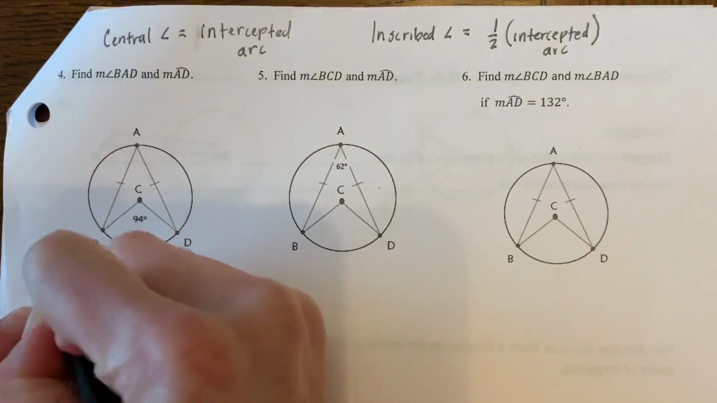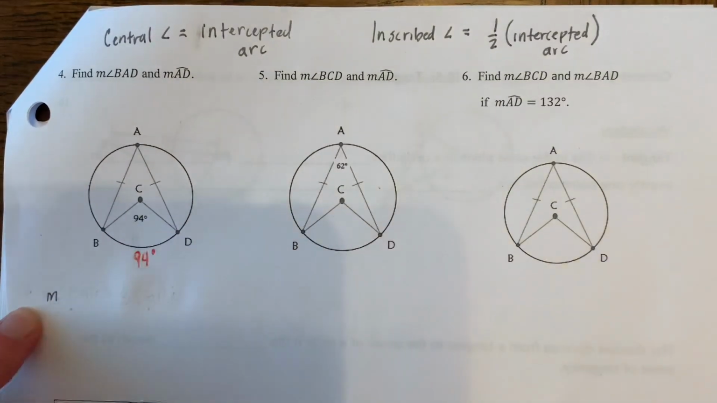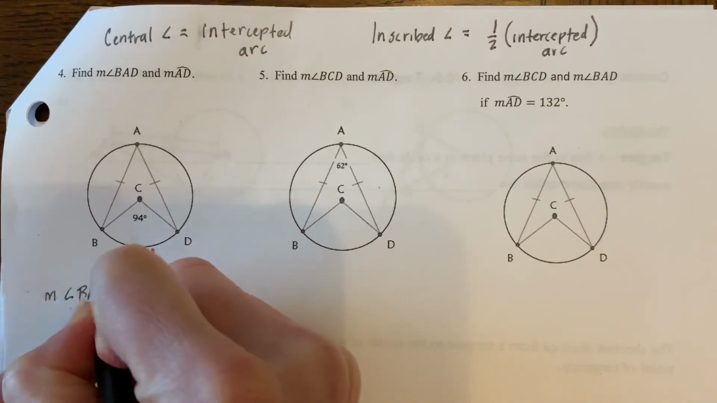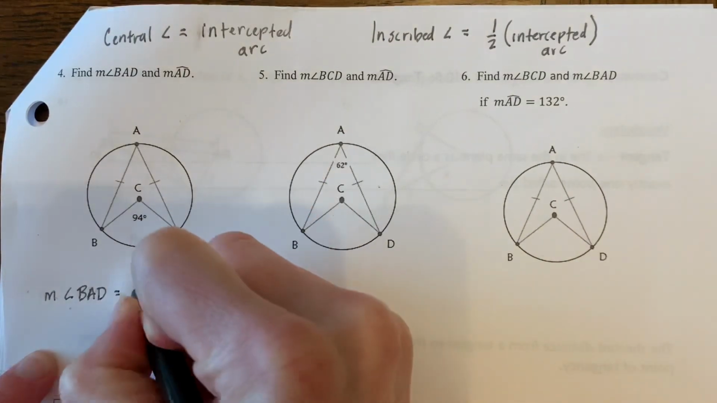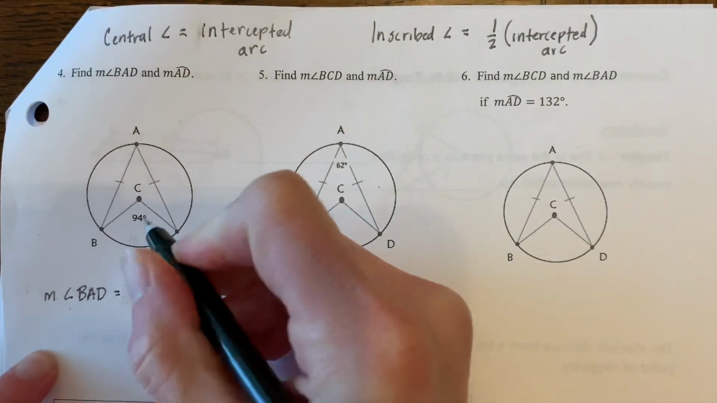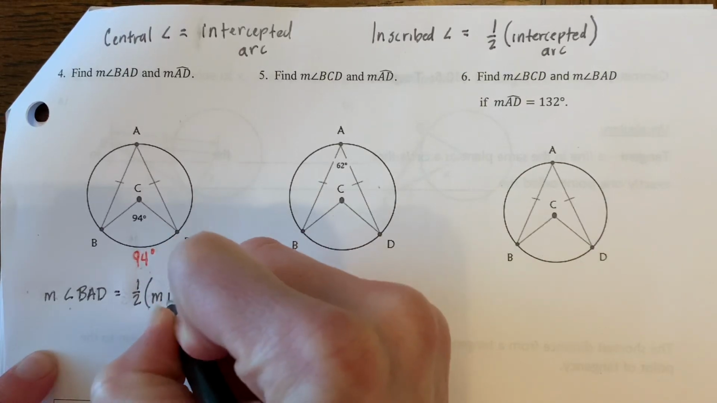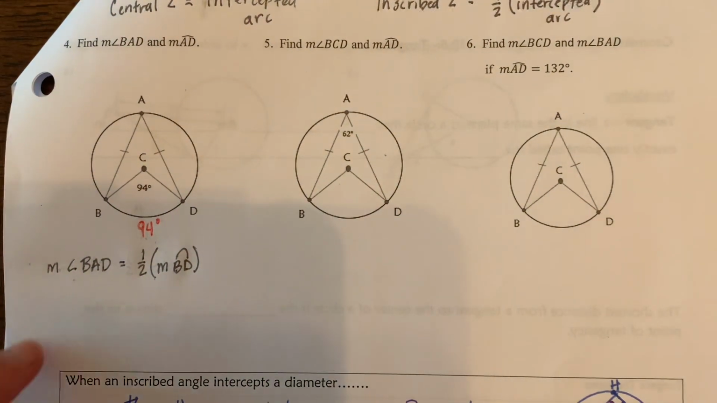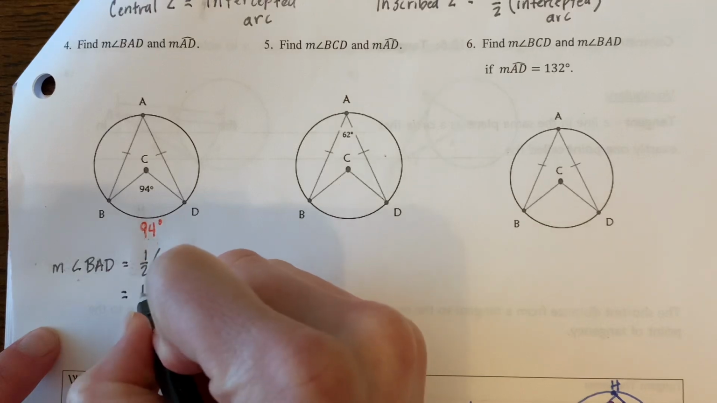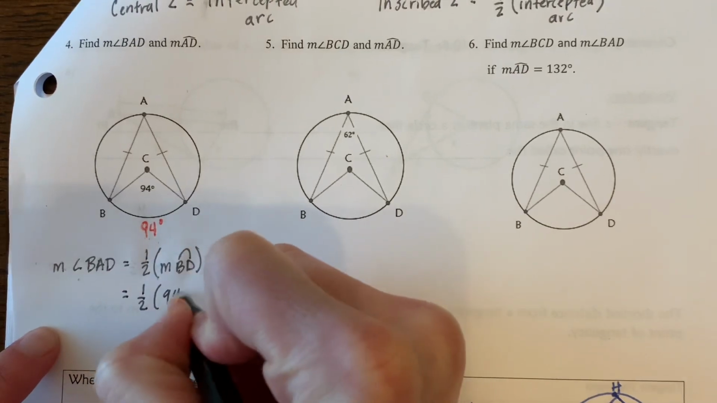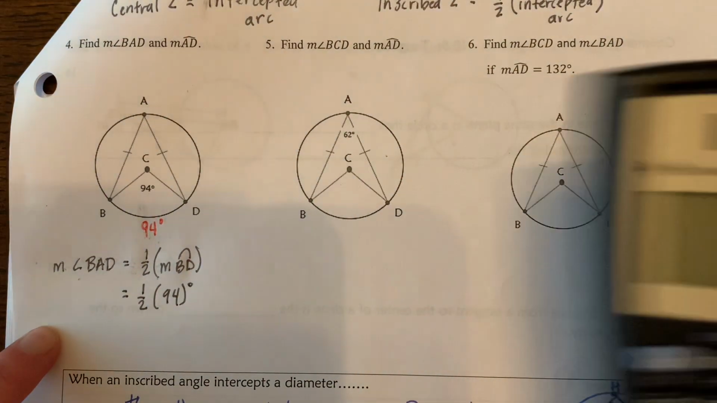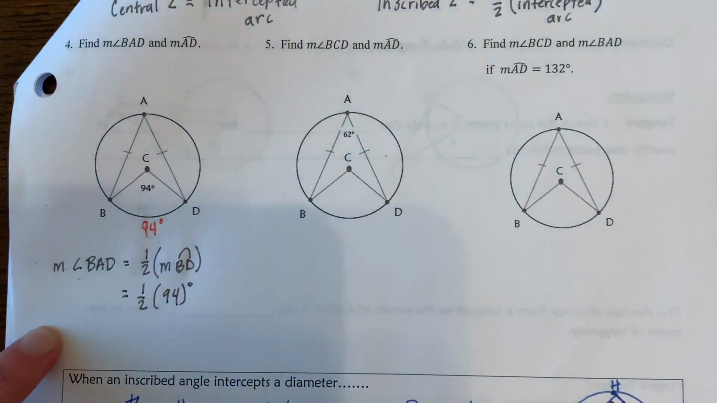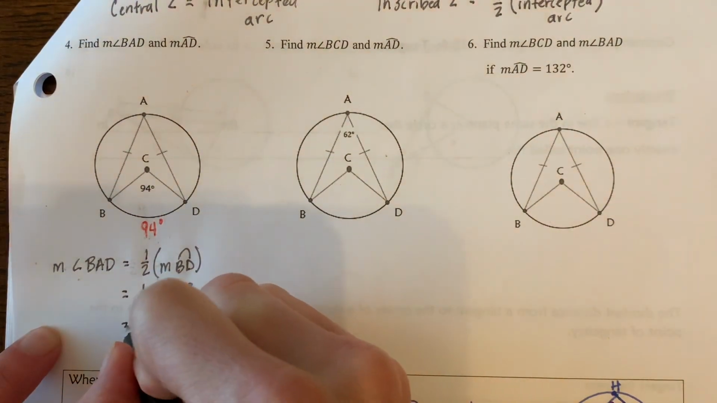Inscribed angles are half the intercepted arc. So we know that the measure of angle BAD is equal to 1/2 the measure of arc BD. Now the measure of arc BD is 94 degrees. So we're going to take 1/2 of 94 degrees. We can plug this into your calculator by taking 94 divided by 2. And this would make the measure of angle BAD 47 degrees.